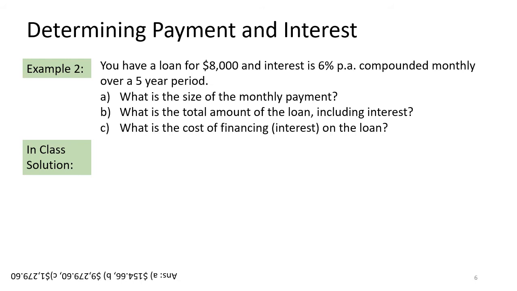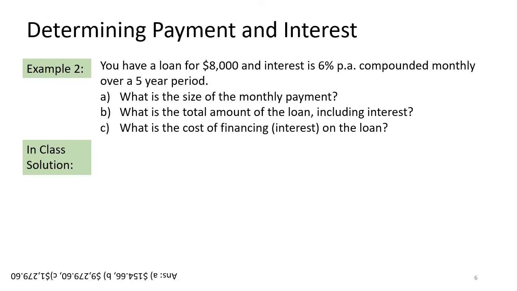So part A is what is the size of the monthly payment. Part B is what is the total amount of the loan, including interest. And part C, what is the cost of financing, or what is the interest on the loan? Okay, so we're going to break down this total value before we start seeing how the payments break down on an individual payment basis. Okay, so first question, part A, is just like our first example.